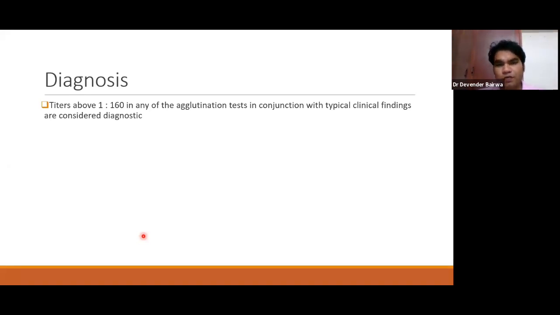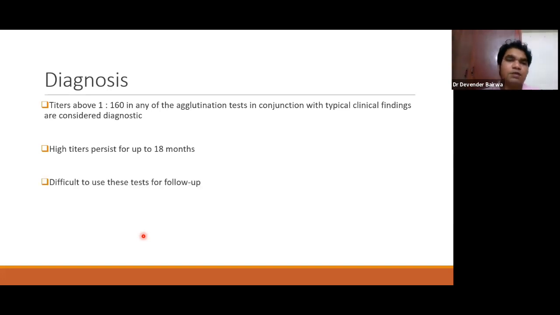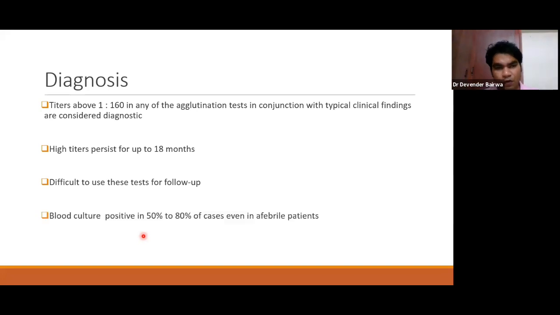Diagnosis is simple. We can go with the presence of anti-brucella antibody, doing an agglutination test, and we can see titers. If the titer is more than 1 to 160, then we consider it diagnostic in the background of typical clinical findings. The problem with the titer is that it can stay positive for a longer time, as long as 18 months, and this is the reason why you cannot follow these patients with it. Even if you treat the patient, their titer can remain positive for a long time. You don't know whether the bacteria has been cleared or not. Blood culture generally will be positive in 50 to 80% of patients, even if the patient is not having fever.